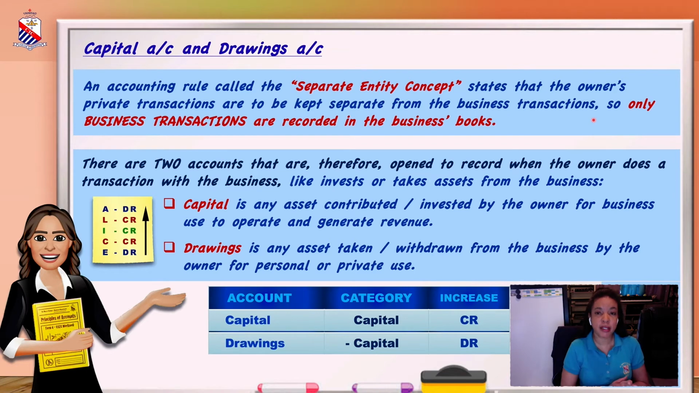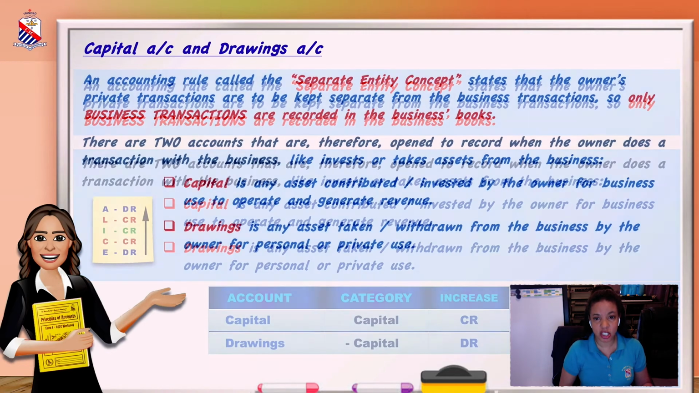So drawings is a decrease in capital, therefore you're going to put it on the debit side. When it's invested, capital account credited. When you have drawings, drawings account debited. Here's an extremely easy way to remember it. Capital, C, credit. Drawings, D, debit. So coincidentally, we have the same letter for each one. How wonderful. So once again, C, capital credit; D, drawings debit. Okay, so that is how you can remember it. Nice and easy, good suggestion.